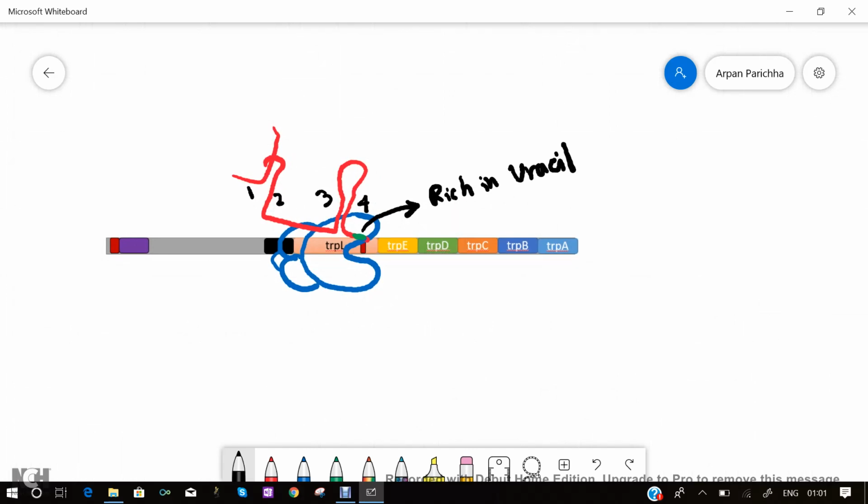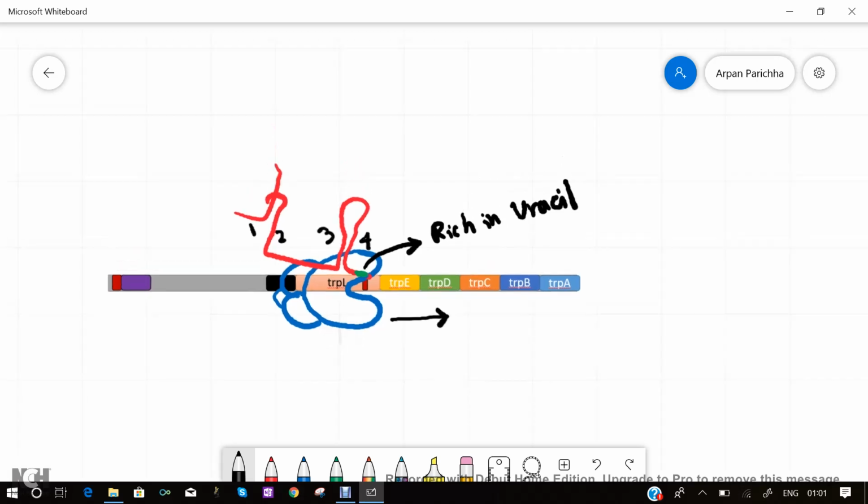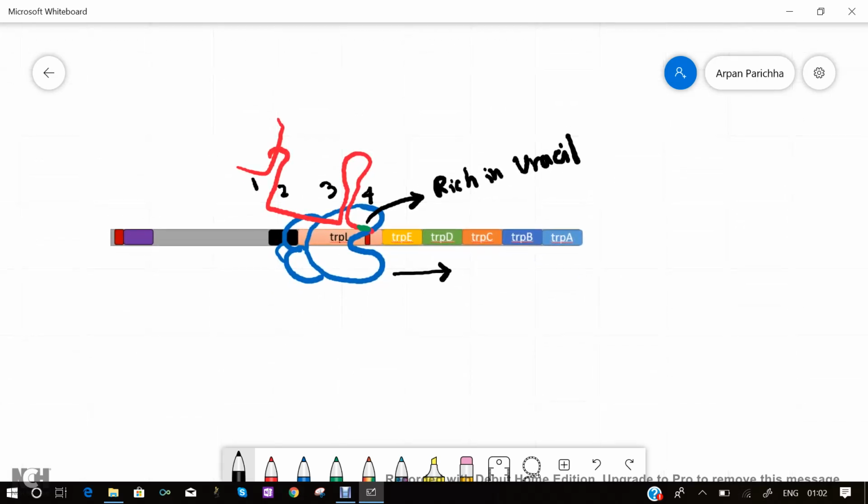That means it's not strongly attached with the transcription bubble. So as a result, RNA polymerase, before it can move forward, it might fall off from this region. It might fall off from that region itself.